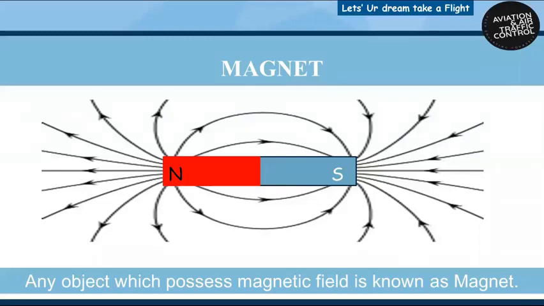A magnet is a material or object that produces a magnetic field. This magnetic field is invisible but is responsible for the property of a magnet: a force that pulls on other ferromagnetic materials such as iron, steel, nickel, cobalt, etc., and attracts or repels other magnets.